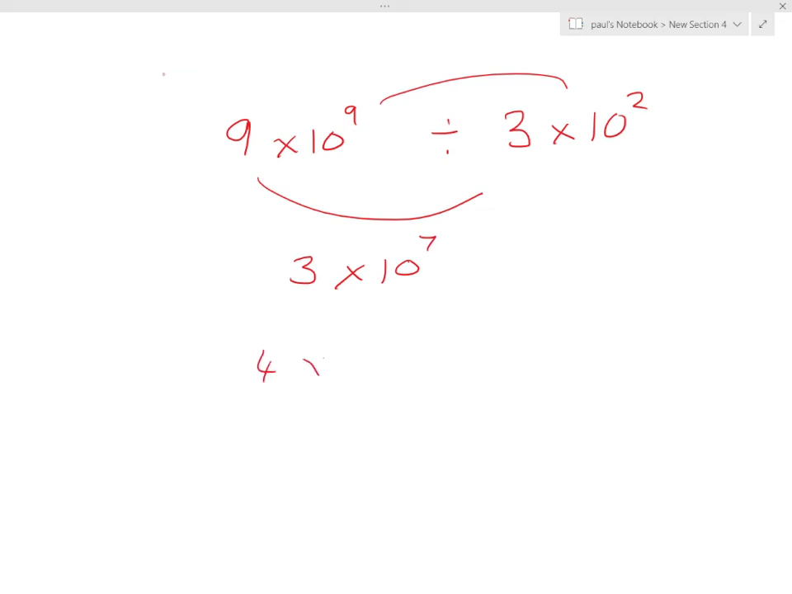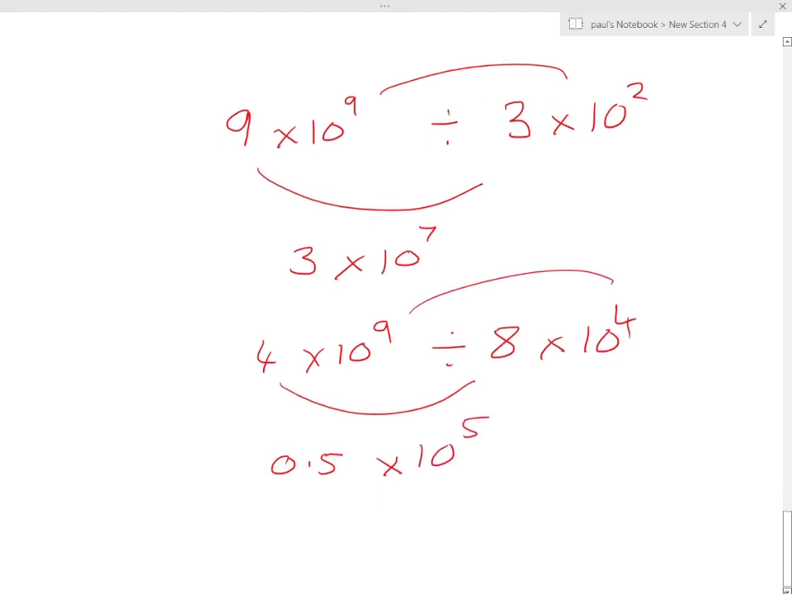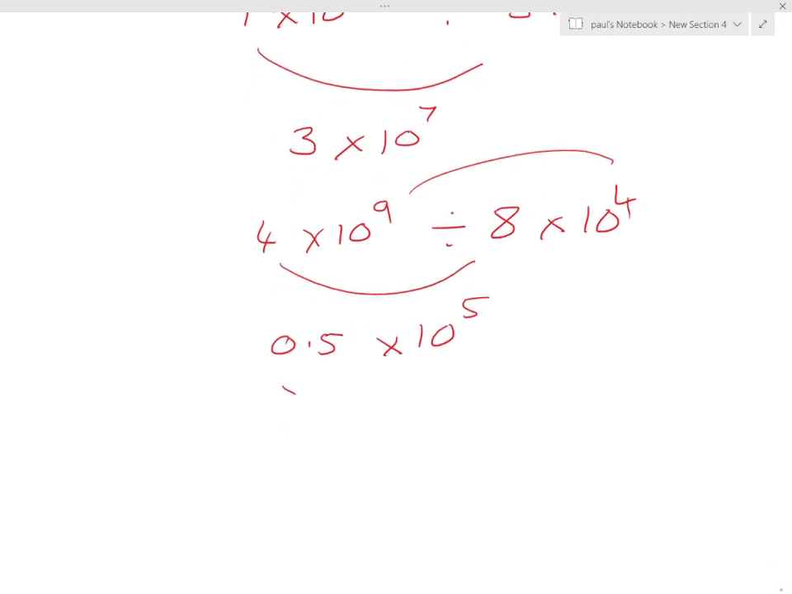Right, 4 times 10 to the 9 divided by 8 times 10 to the 4. 4 divided by 8 is 0.5. 10 to the 9 divided by 10 to the 4 is 10 to the 5. Now, not in standard form. Got to make this 10 times bigger now to make it 5. So make this one 10 times smaller, which is 10 to the 4. So that's multiplying and dividing.